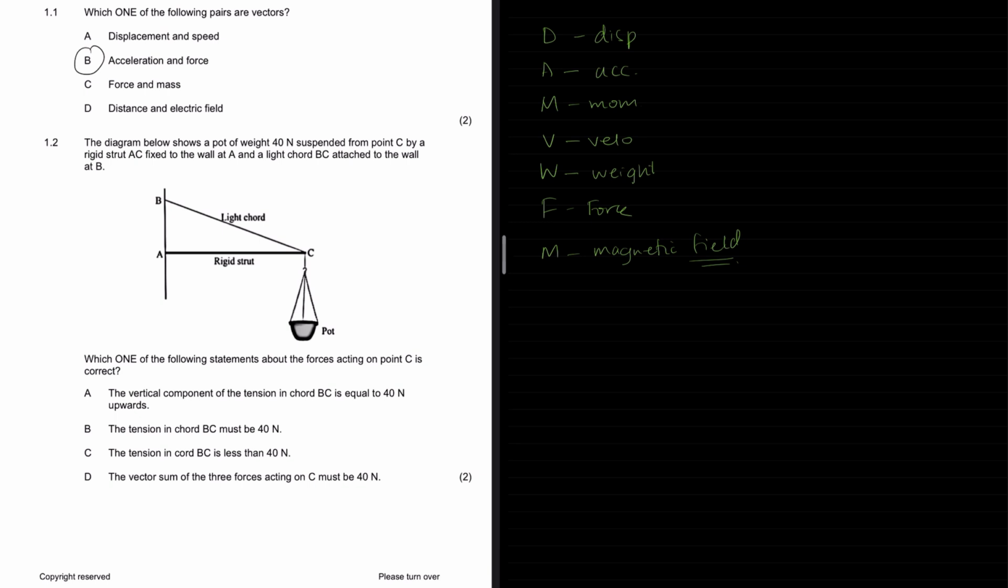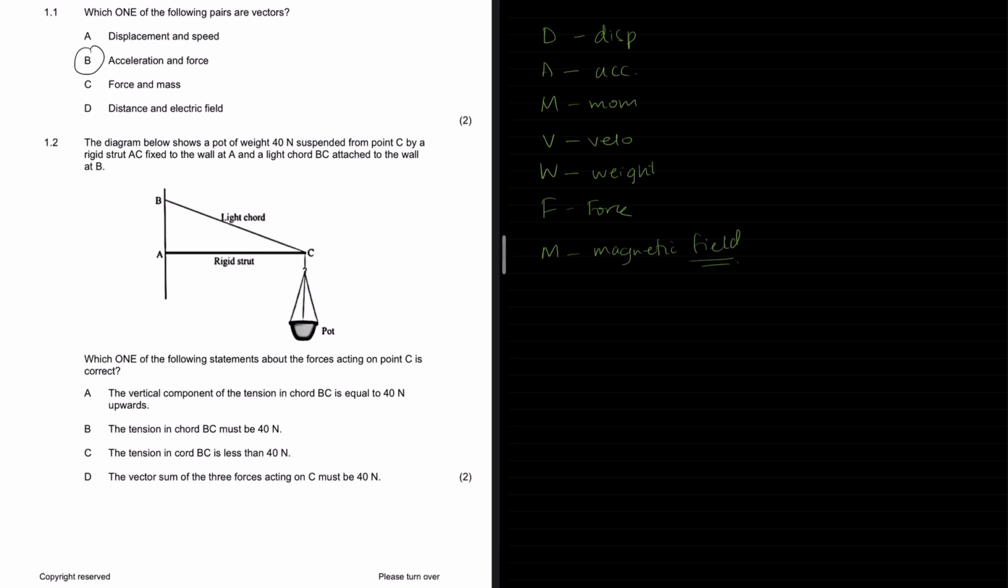Question 1.2. The diagram below shows a pot of weight 40 newtons suspended from point C by a rigid strut AC fixed to the wall at A and a light cord BC attached to the wall at B. Which one of the following statements about the forces acting on point C is correct?